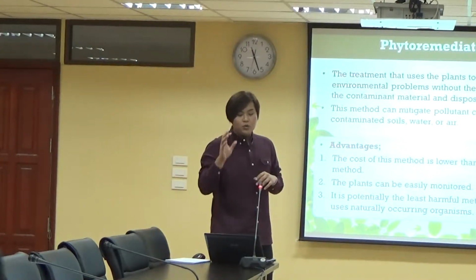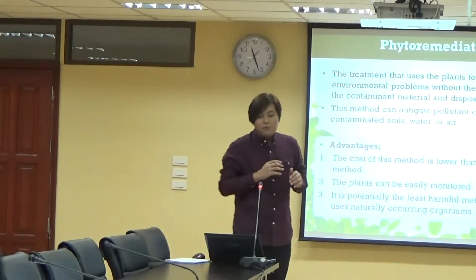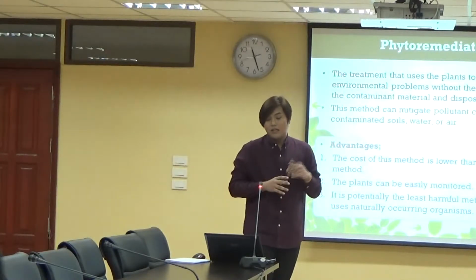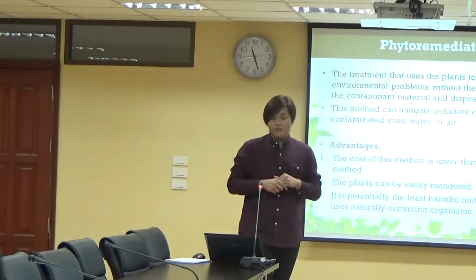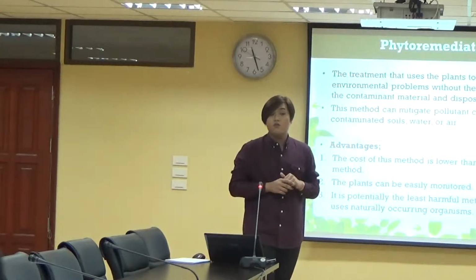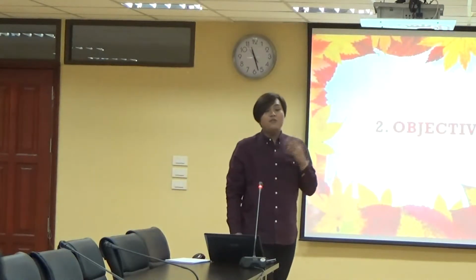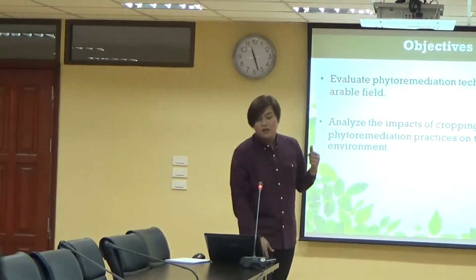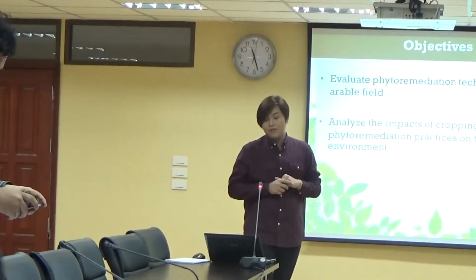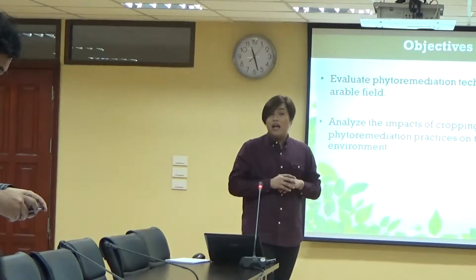Why should we use the fiber remediation to solve the problem? Because the first one, the cost of this method is lower than the traditional method. The plants can be easily monitored, and it is potentially the least harmful method because it uses naturally occurring organisms. The objective of this research is to evaluate the fiber remediation technology in an arable field and analyze the impact of cropping system-based fiber remediation practice on the environment.